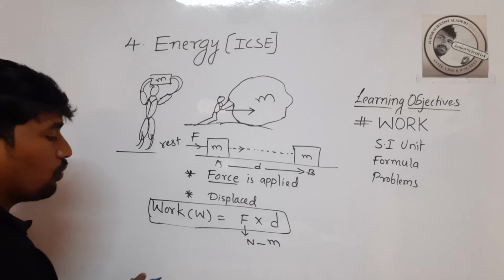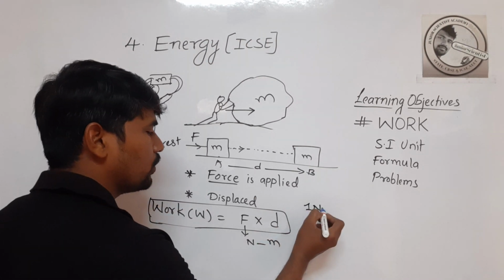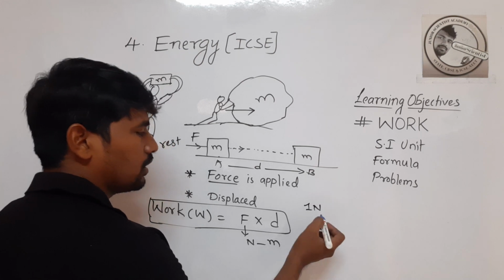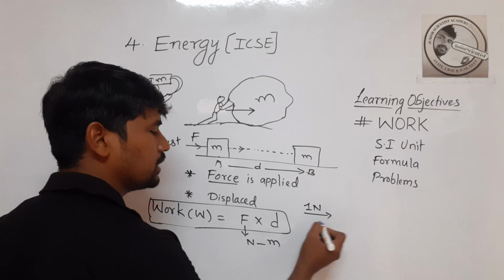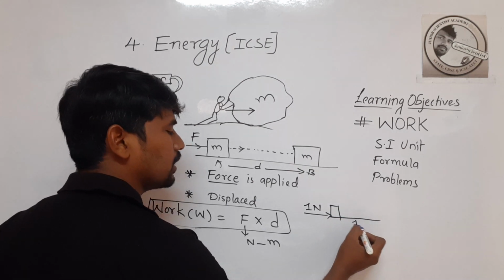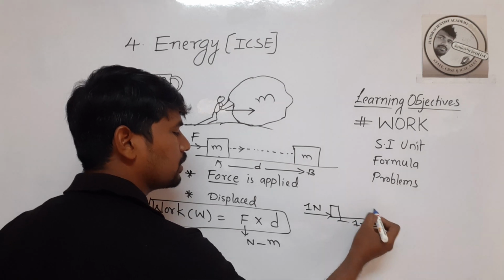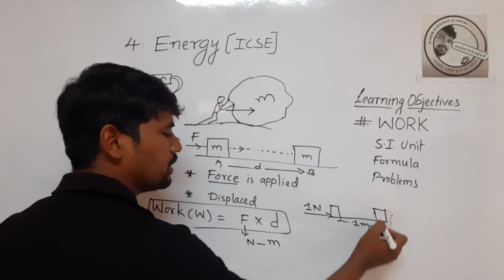If 1 Newton force is applied on the object and it is displaced 1 meter, then we can say that 1 joule work has been done.